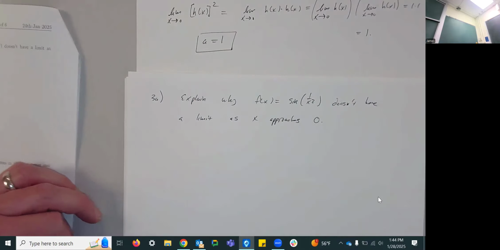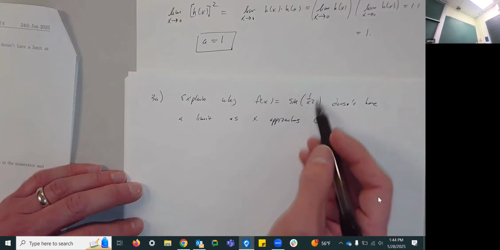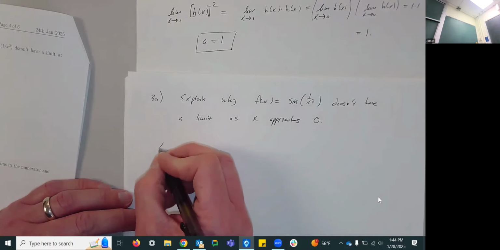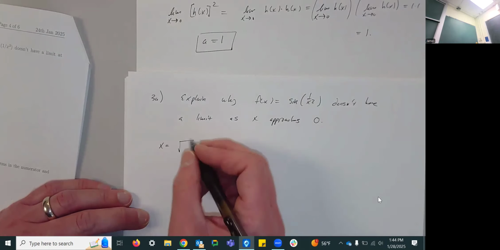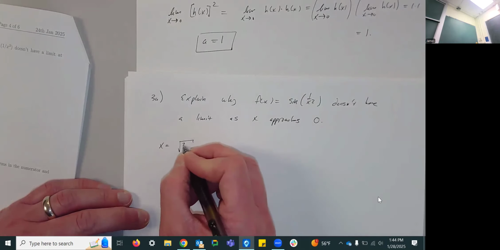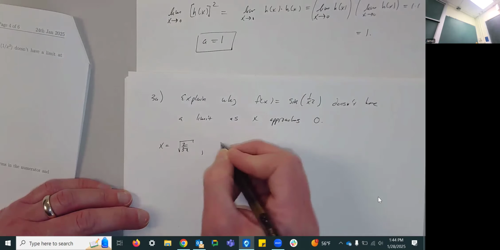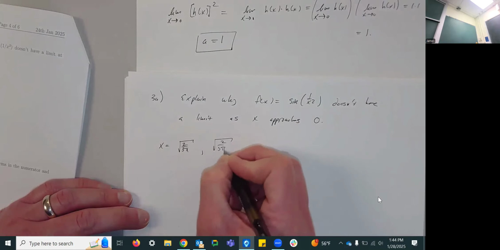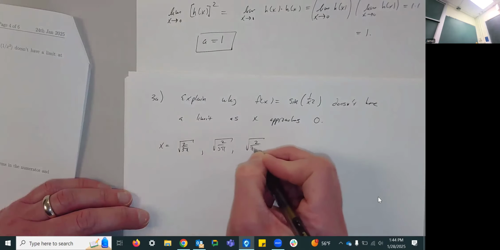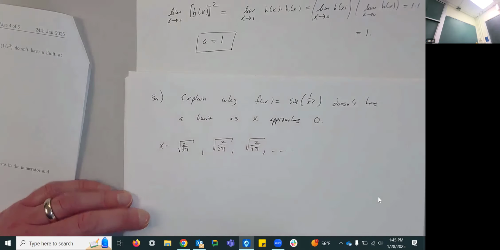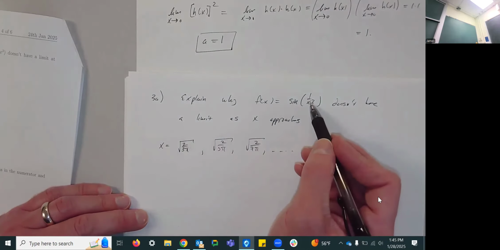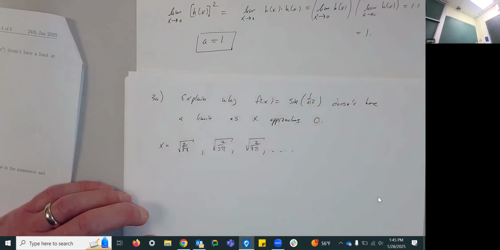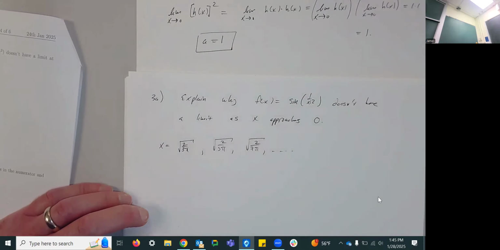If you want to be a little bit more specific, you could point out, and it's kind of super annoying with this stuff, that for values of x that are like the square root of 2 over 3 pi, or the square root of 2 over 5 pi, or the square root of 2 over an odd multiple of pi, which is getting closer and closer to 0, if you plug that into this function, you get values that are 1 and -1 and 1 and -1 forever and ever.